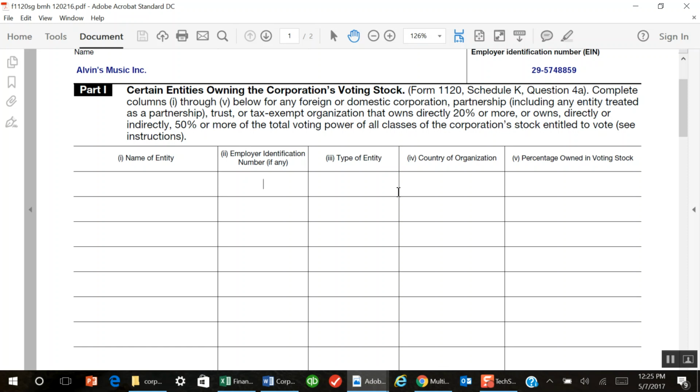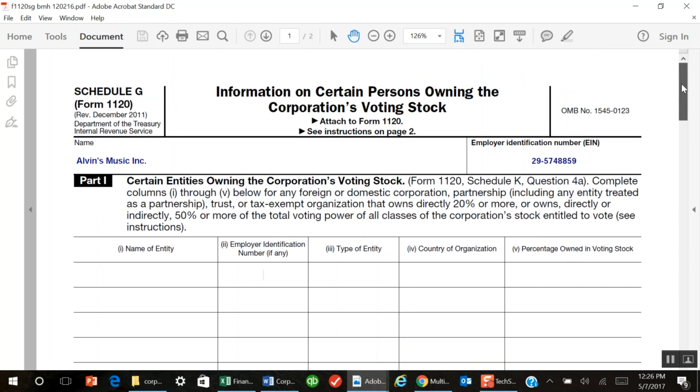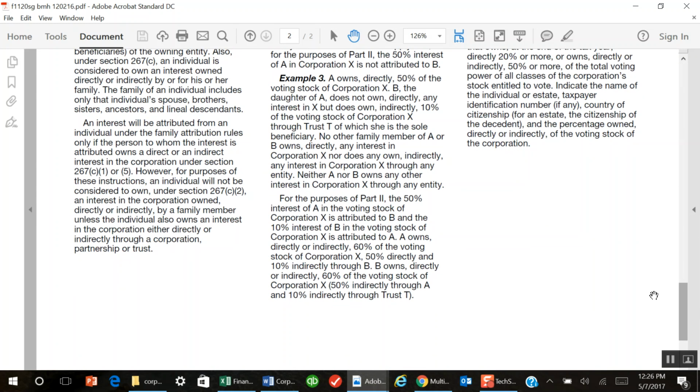Like if a C corporation owns some stock, or an S corporation owns some stock, or a partnership owns some stock in AMI, you would list that ownership up here. You'd list the name of the entity here, their EIN here, the type of entity, whether it's partnership, corp, whatever, here, country of organization, and then the percent owned. And as I said before, Schedule G is a transparency form.